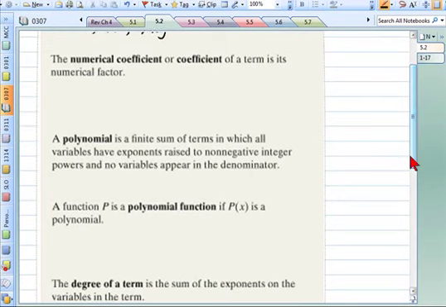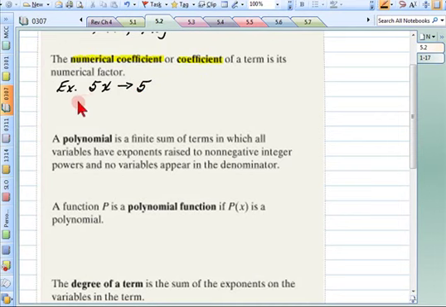In a term, there is something called a numerical coefficient, sometimes just referred to as a coefficient. And it is the numerical factor. So I'm going to write down a term. Suppose I have 5x. What is the coefficient in that term? Okay, the numerical coefficient is just the numerical factor. That's all it is. So the coefficient is just the 5. It's just the number part of the term.